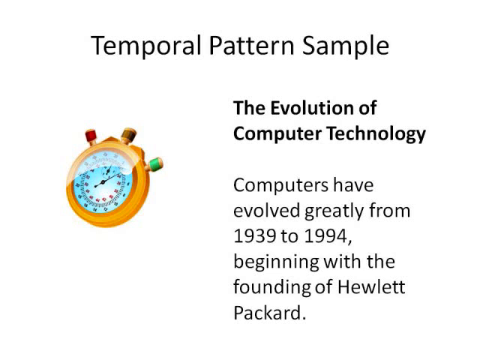Another method is a temporal pattern. For this one, it works very well when you're describing an event or a process that is occurring over time. It begins with the past and it works to the present or the future and vice versa. As an example of this, I could describe computer technology from 1939 to 1994.